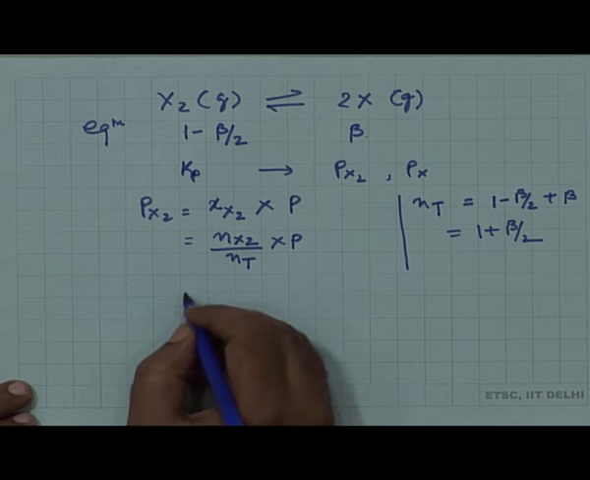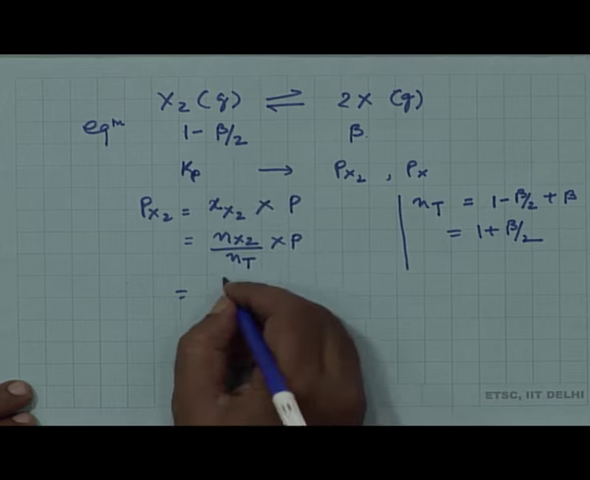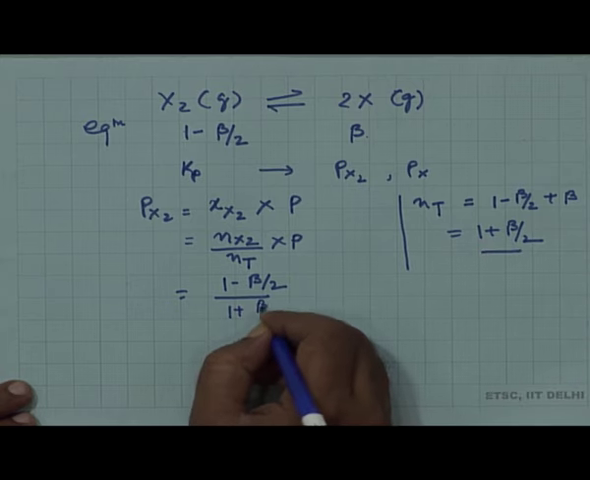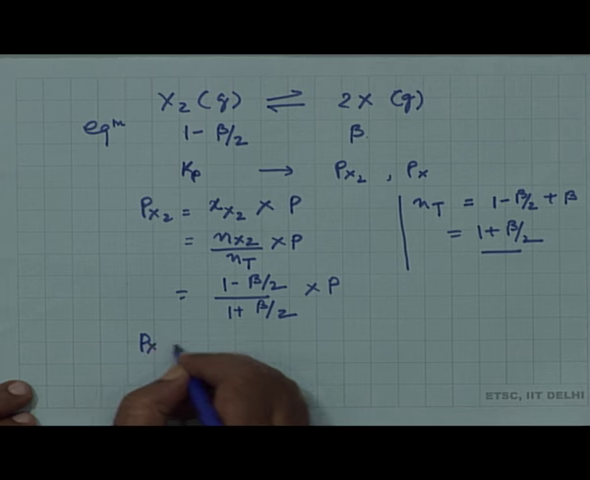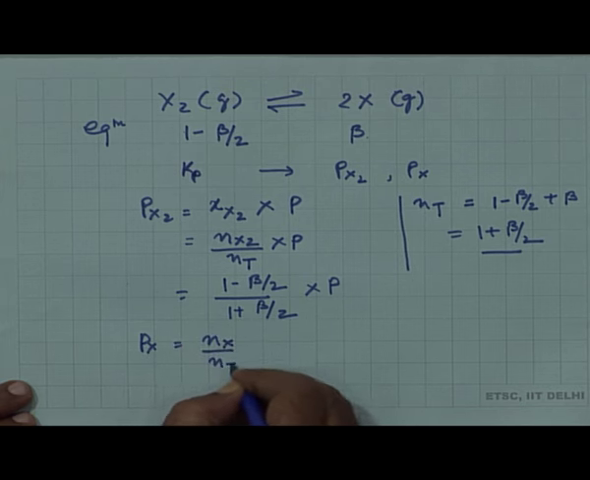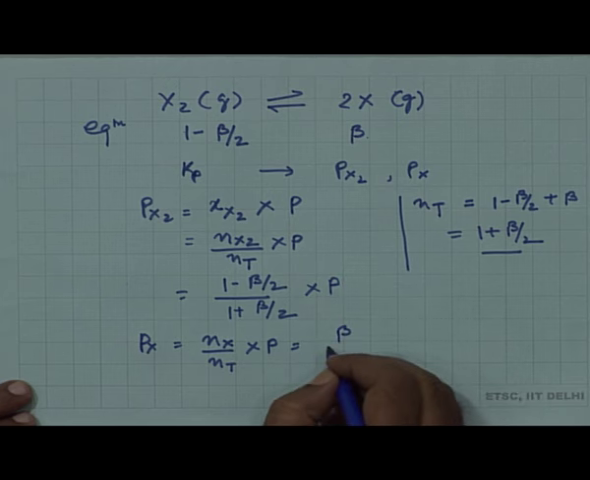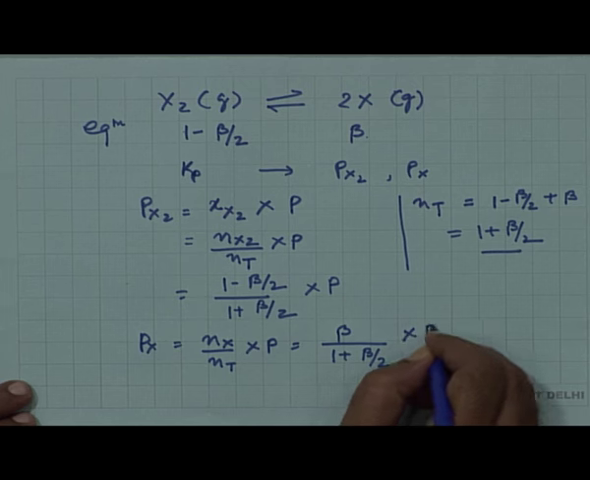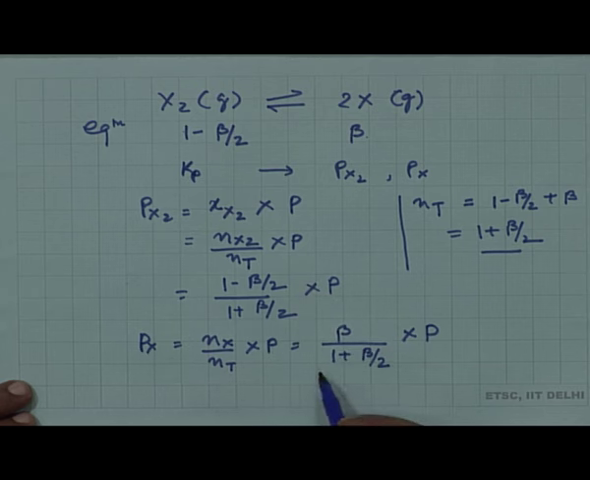So, your P of X2 is equal to n of X2, which is 1 minus beta by 2, divided by the total number of molecules, 1 plus beta by 2, into P. Whereas P of X is equal to n of X by nt into P, where n of X is beta. So, beta divided by nt, which is 1 plus beta by 2, into total pressure. Now we know P of X2 and P of X, we can calculate the Kp value.